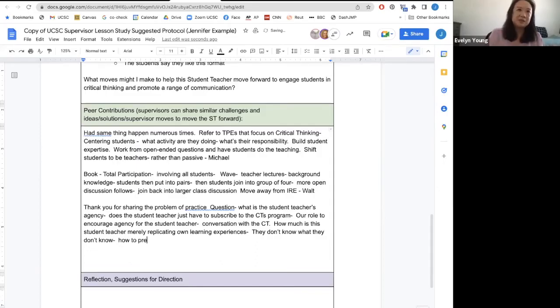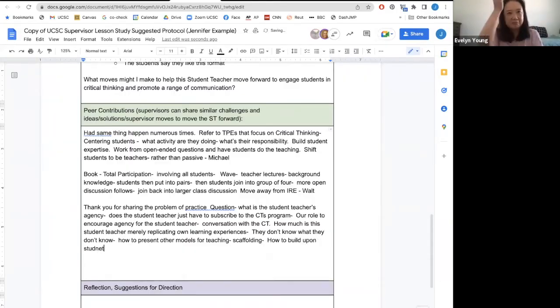And so we scaffold, we start from where they are. And I do like how this protocol talks about the strength. So there are strengths to the student teaching. And how do we build upon that strength so that they can start to deconstruct and tear down this singular model of teacher lecturing into a more collaborative model. So yeah, I think there's a lot of conversation to be had with the student.